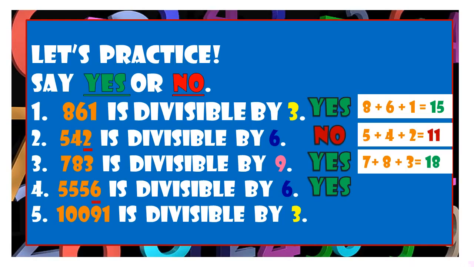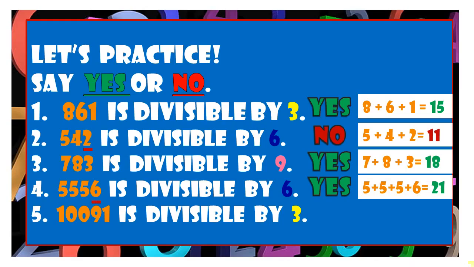How about 3? Is it divisible by 3? Let's add all its digits. The sum is 21. So 21 is divisible by 3. Therefore, it follows the two conditions. Therefore, 5556 is divisible by 6.